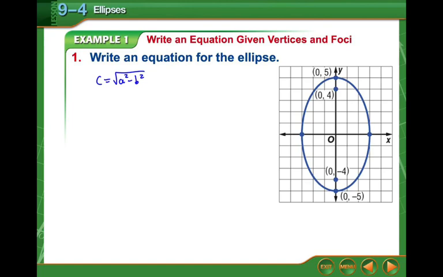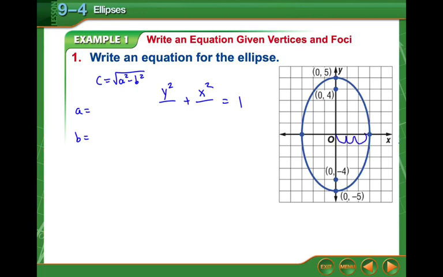So in this case, we don't need to worry about that though, because we know it's oriented vertical, so that means that y is going to be first. It's y squared over something plus x squared over something. It's centered at the origin as well, so there's nothing being added or subtracted to the x or y. So now we just need to figure out what a is and what b is, and then square them. And since we're given the graph, we can do that with the graph.